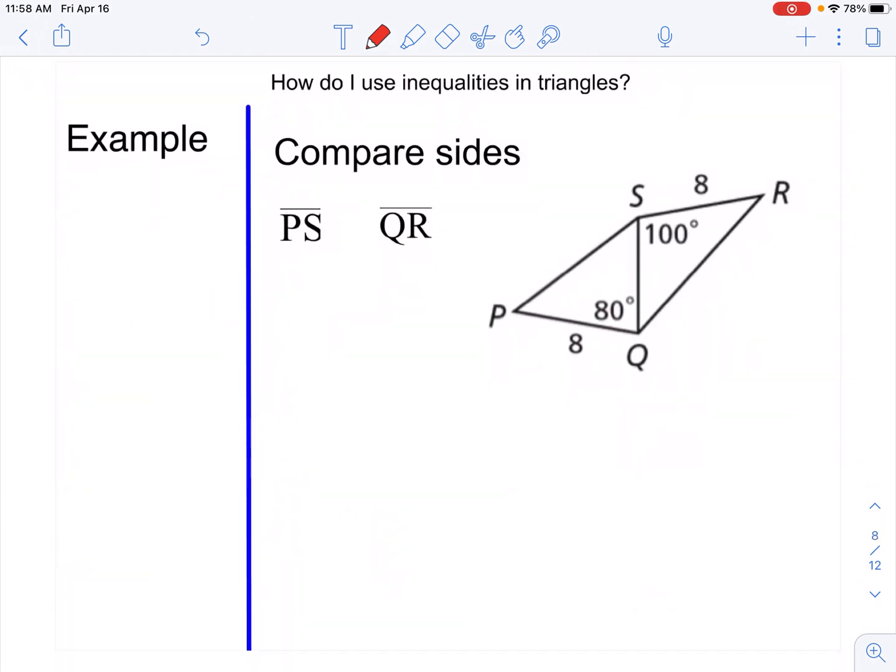Compare the sides. Look for that angle-side relationship. So we have 8 is congruent to 8, and we have SQ is congruent to SQ by the reflexive property. So I'm looking at the side PS, which is opposite 80, and side QR, which is opposite 100. So PS is less than QR.